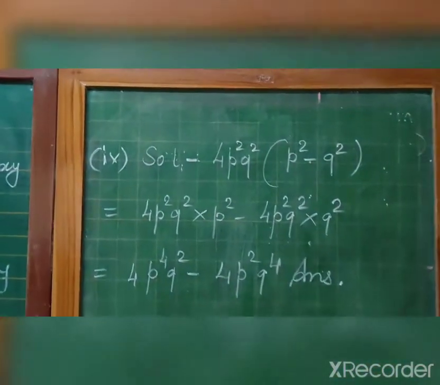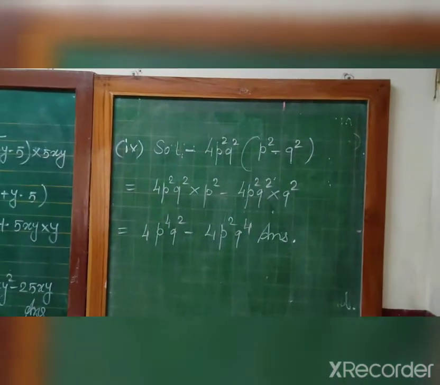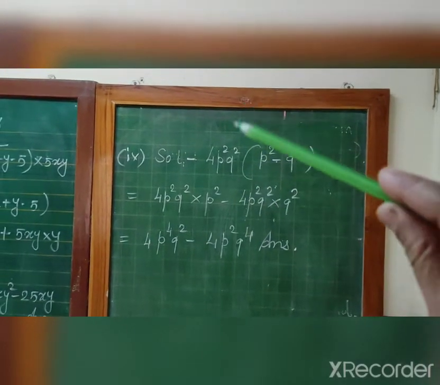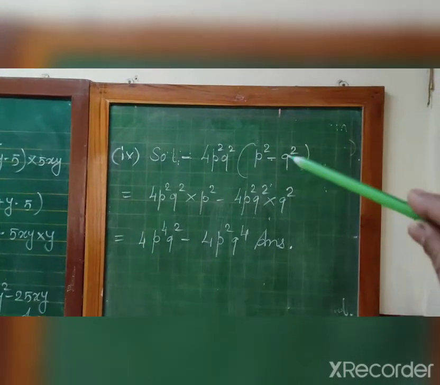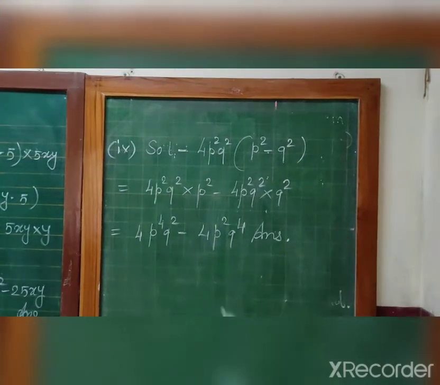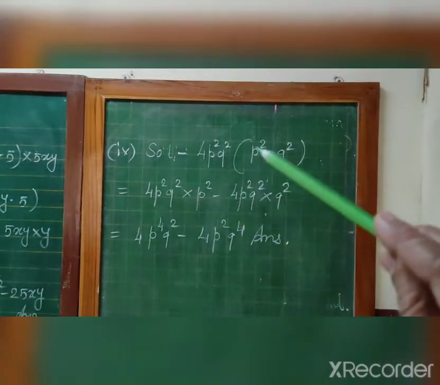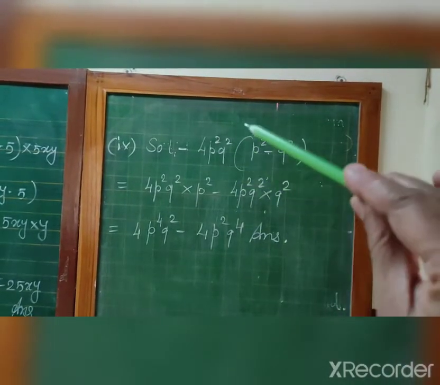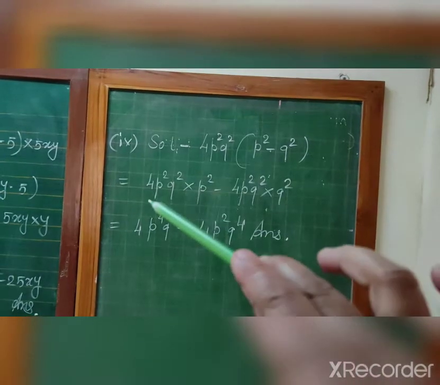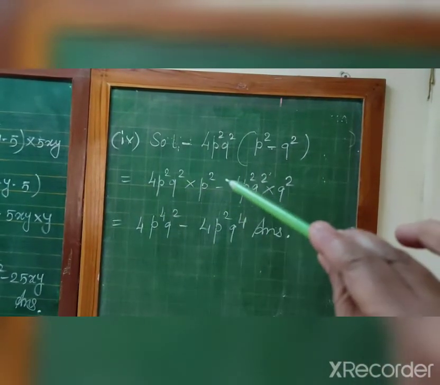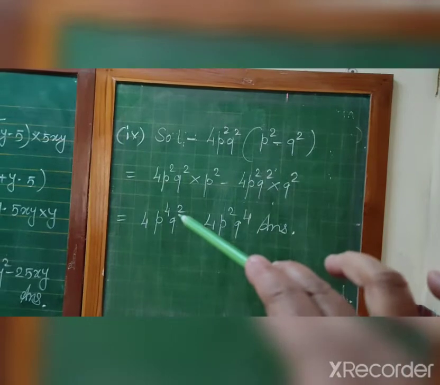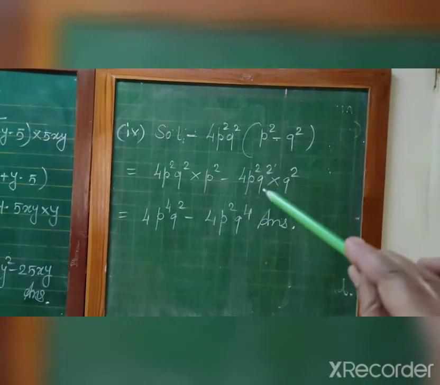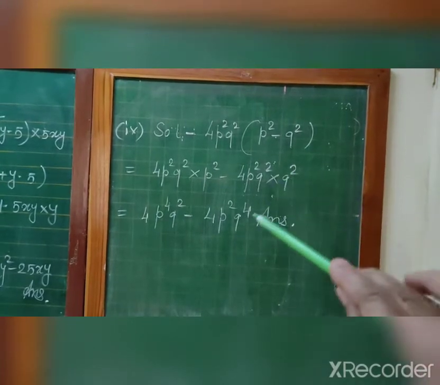Now you can see the fourth part of question number 2. 4p square q square, inside the bracket (p square minus q square). So 4p square q square into p square, the middle sign is negative, 4p square into q square into q square. So 4 ones are 4. p square into p square, 2 plus 2, p to the power 4 q square, minus 4 p square q to the power 2 plus 2, 4.